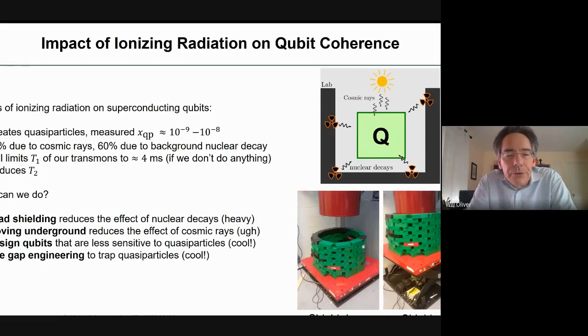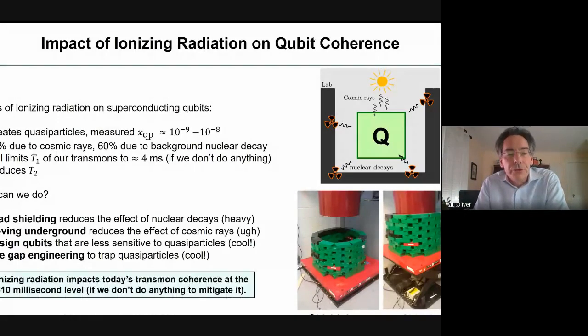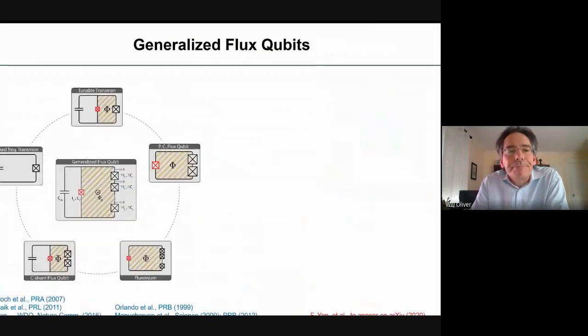Of course, moving underground also works, but that's deep underground. But I'm hopeful that an interesting direction is to design qubits that are less sensitive to quasi-particles, or use gap engineering to trap quasi-particles, or gap engineering to move them away from the junctions. So the upshot here is that ionizing radiation impacts today's transmon coherence at the 1 to 10 millisecond level, but that's if we don't do anything to mitigate it.